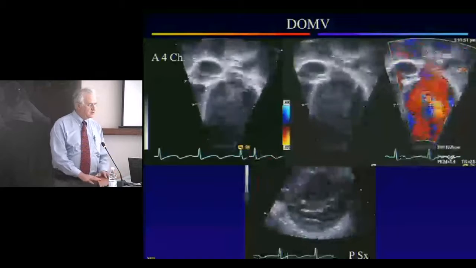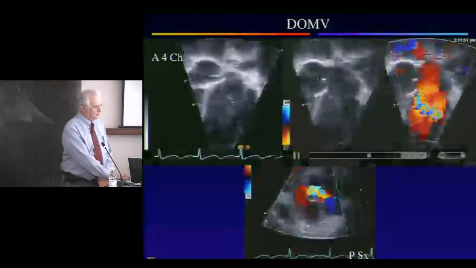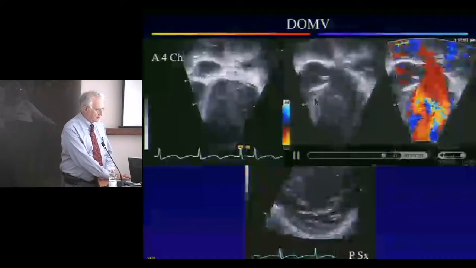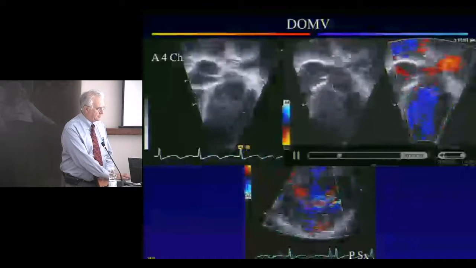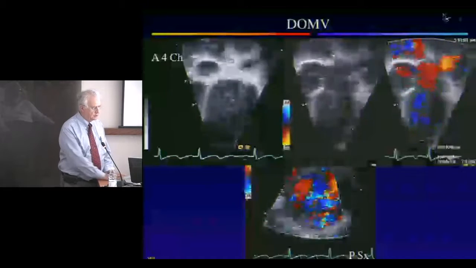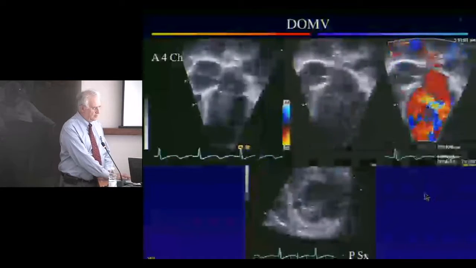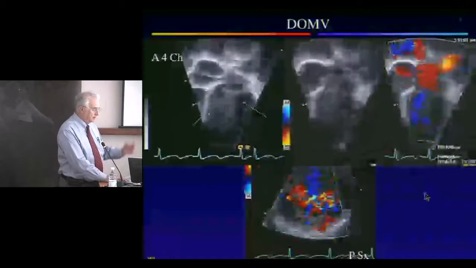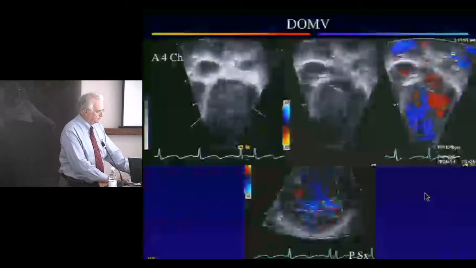And then this is a patient who had an ASD, has got cor triatriatum dexter, very beautiful Eustachian valve, which is what cor triatriatum dexter is. And then here you can see two orifices with a little fibrous bridge, and you can see separate flow from the two orifices coming into the left ventricle. So that's the other form of double orifice mitral valve.